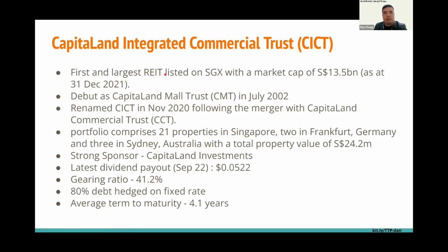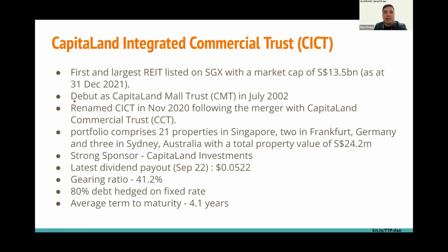The next REIT that I'm looking at is CapitaLand Integrated Commercial Trust, short form CICT. CICT is the first and largest REIT listed on SGX with a market cap of 13.5 billion. Ascott is 7.6, here is 13.5. Ascott is the largest lodging trust, but this one is the first and largest REIT listed on SGX. This name may sound unfamiliar, but actually they are Capital Mall.